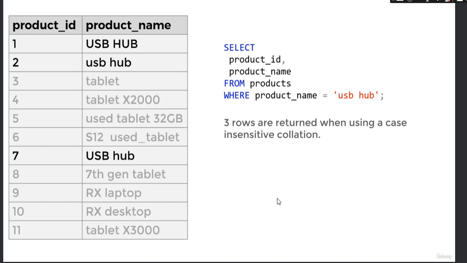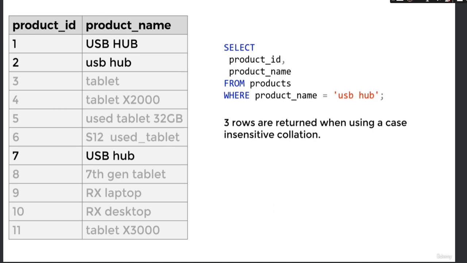In this case, three variants are written: USB hub with USB capital, completely small letters, and semi capital. So in this case, three variants are written and we get them. Note that the rows with grayed out text are ones that are not returned by this query.